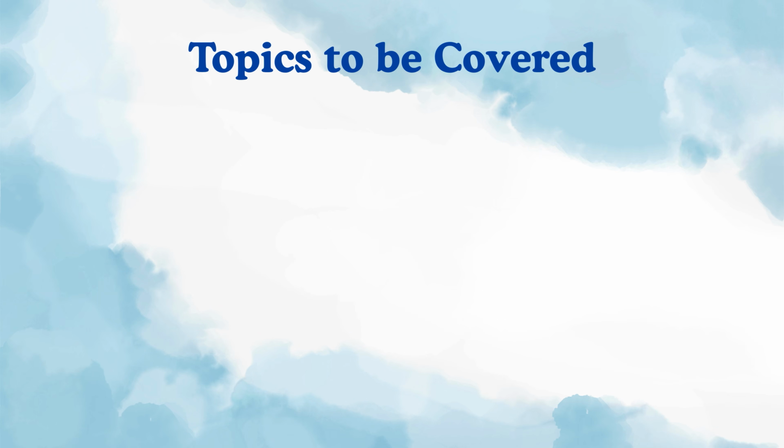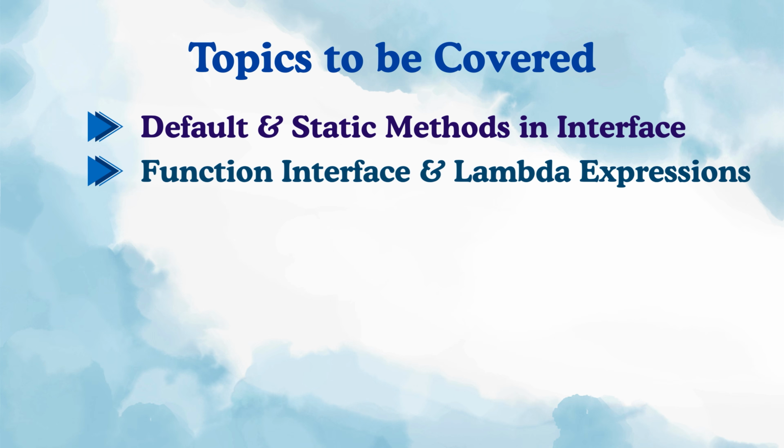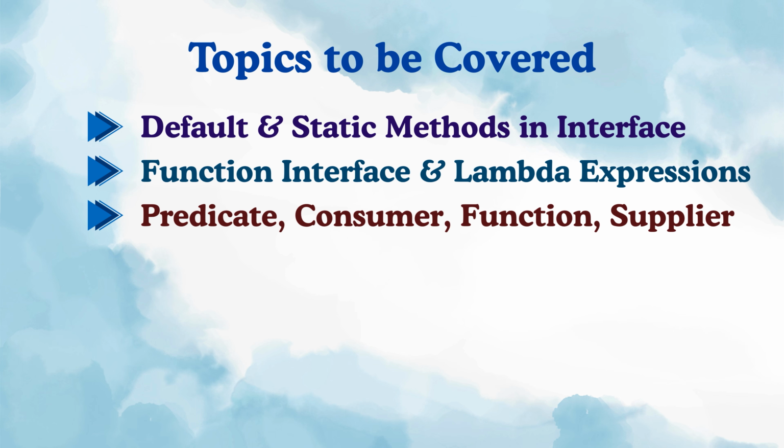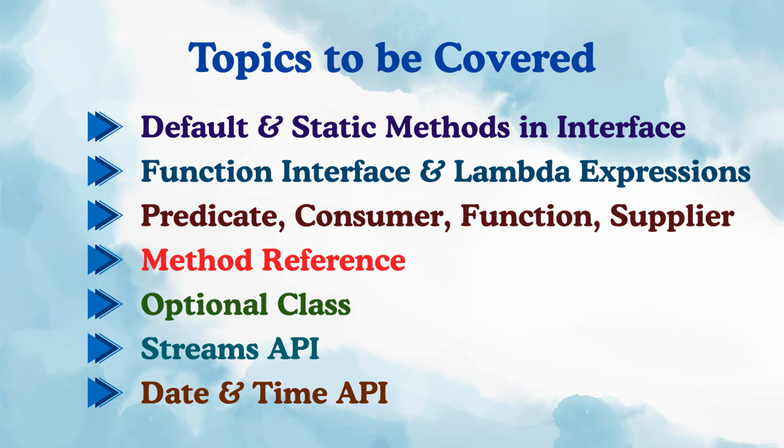We'll start with powerful upgrades to interfaces like default methods and static methods, then move on to the core of Java 8, functional interfaces and Lambda expressions. From there, we'll break down the most important built-in functional interfaces, Predicate, Consumer, Function and Supplier. You'll also learn method references, then Optional, and then master the most asked topic in interviews, Streams API. And finally, we'll cover the modern date and time API so you can stop struggling with legacy classes once and for all. Alright, so let's get started.